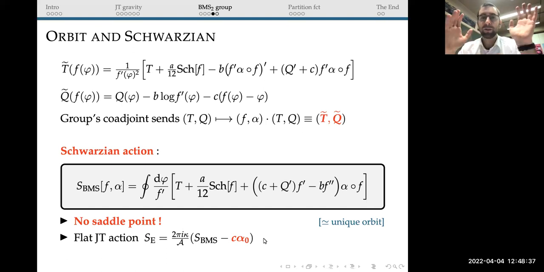Before I mention the partition function, let me ask at this stage, are there any questions? If there are no questions, I can just proceed.